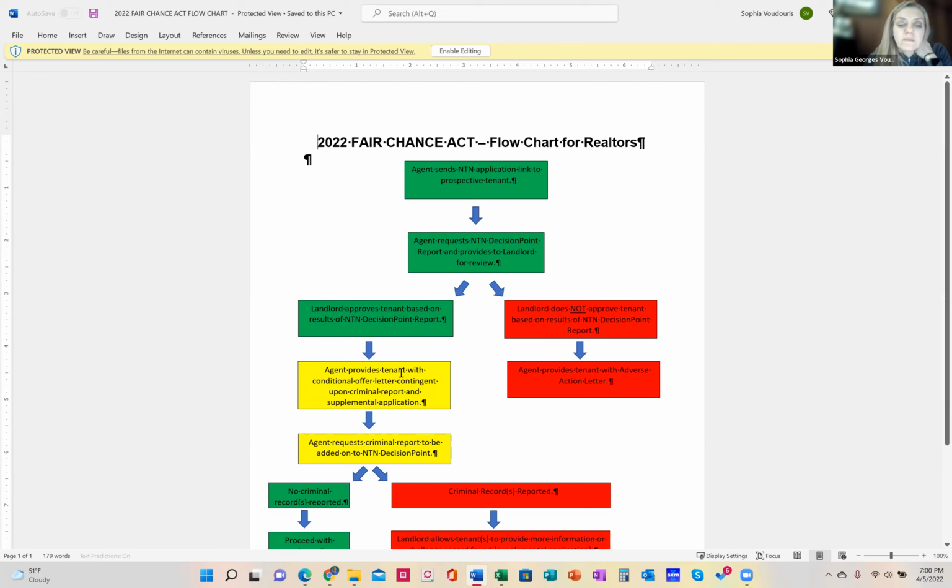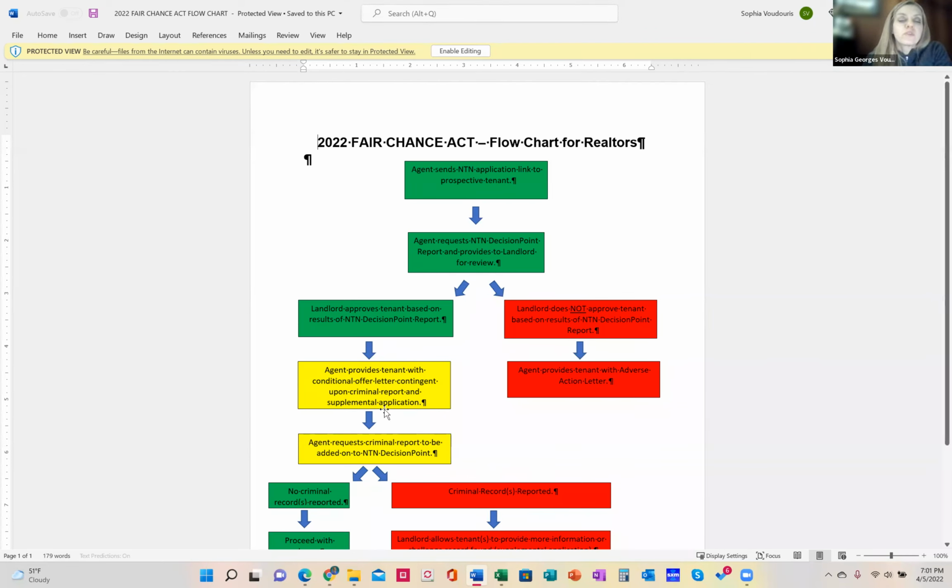So at this point, the landlord could say, you know what? I don't really care. I don't want to run a criminal check. That's okay. That's their prerogative, right? They could say, I'm good with the income and the credit. I don't need to run a criminal check.